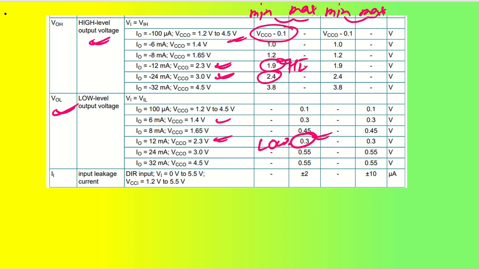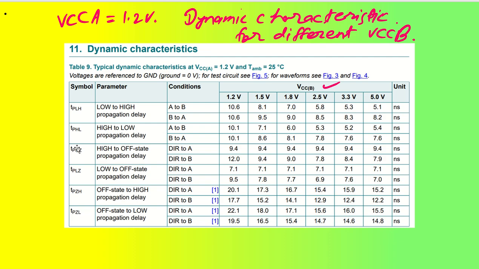Now let us talk about dynamic characteristics. Some dynamic characteristics are there. It is nothing but the propagation delay from low to high or high to low. Low to high is TP, propagation delay low to high, LH. Similar to that, propagation delay high to low is TP, HL, high to low. Understood?